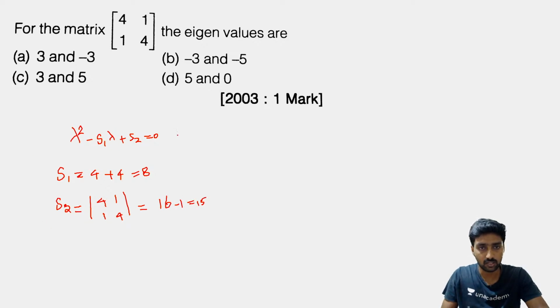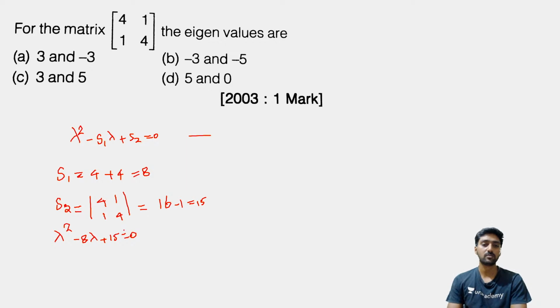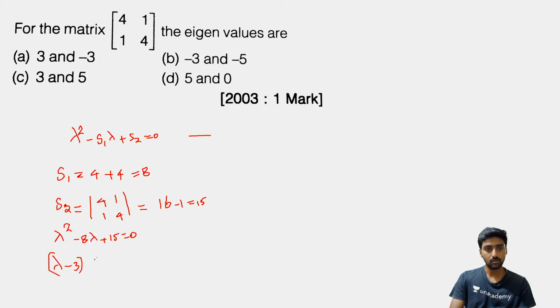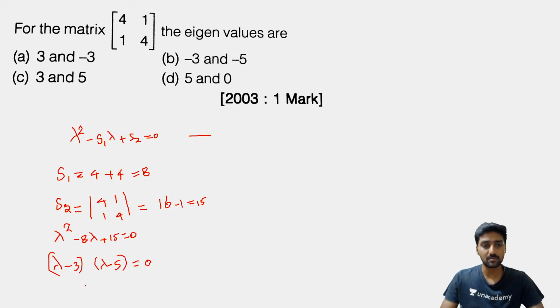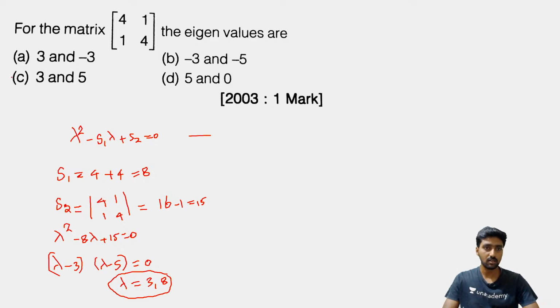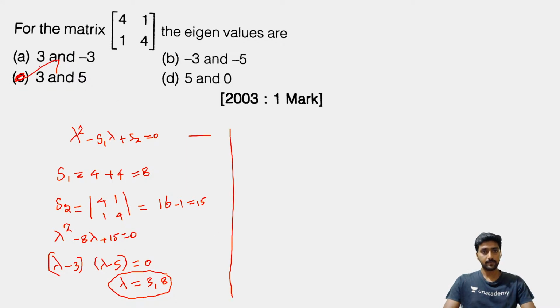Now substitute the values into the equation: lambda square minus 8 lambda plus 15. Here in the characteristic equation, multiplying the two numbers must give 15, and the addition of the same two numbers must give minus 8. What are the two numbers? Lambda minus 3 into lambda minus 5. Minus 3 into minus 5 is equal to 15, and minus 3 plus minus 5 is equal to minus 8. Therefore, lambda is equal to 3 and 5. Yes, 3 and 5 are the eigenvalues. That is method 1.